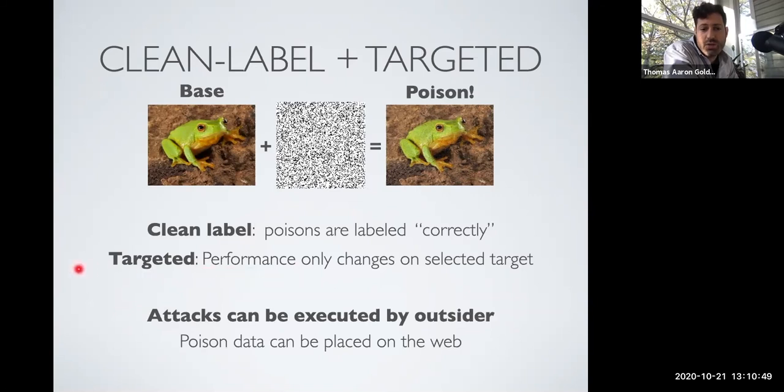And we also are going to look at systems that are targeted. So we're only going to change the test time behavior of a system on images that are selected by the attacker. And these two properties make it relatively easy for an outsider to execute these kinds of attacks without very much control over what the data set looks like.